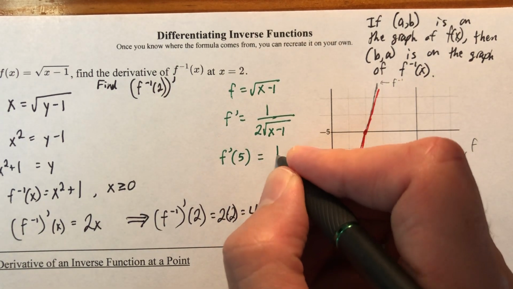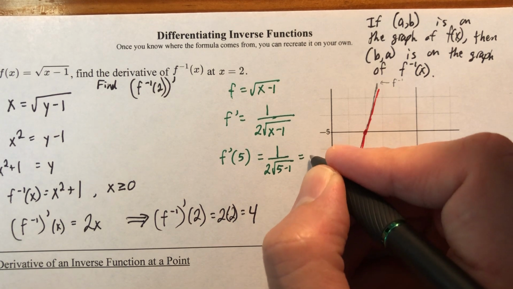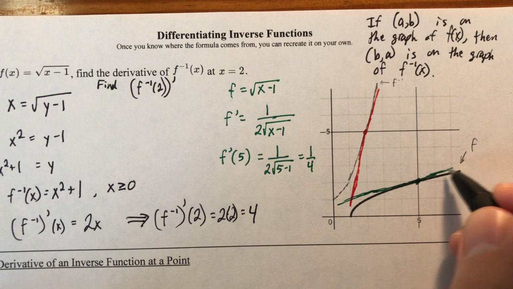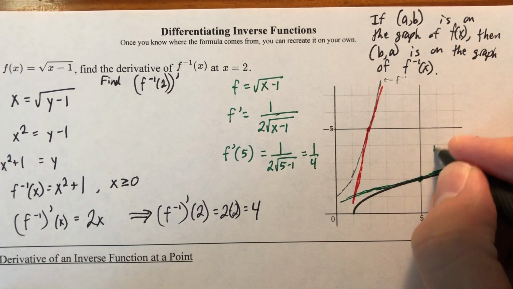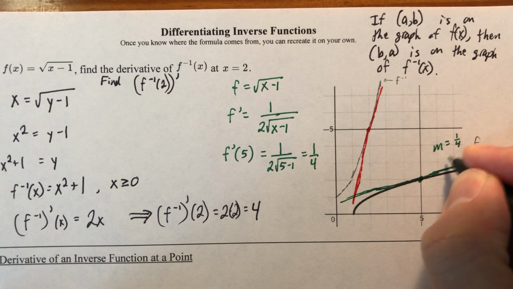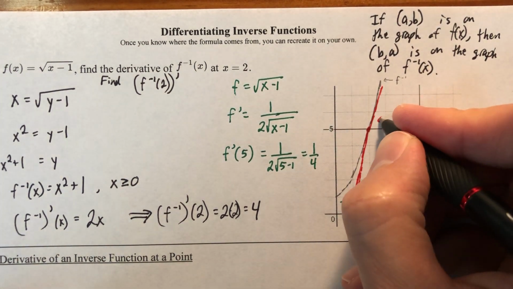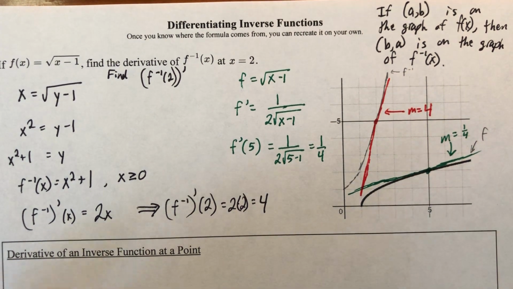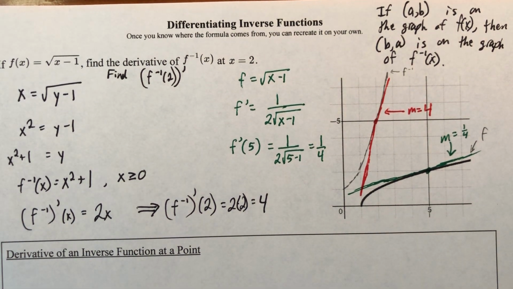I would have 1 over 2 times the square root of 5 minus 1, which gives me 1/4. This slope is 1/4, not drawn very well. This slope is 4. I would like to think there's something obvious that happens. What you just saw demonstrated was not a proof, but it was a demonstration of one example of what I'm about to write.